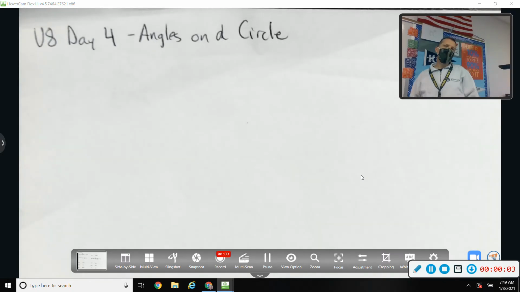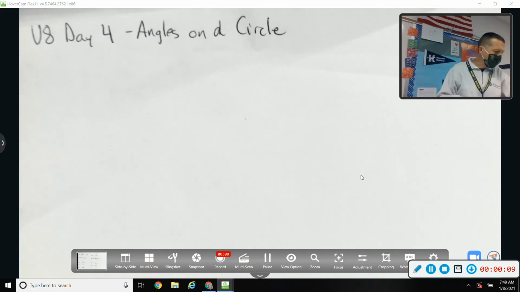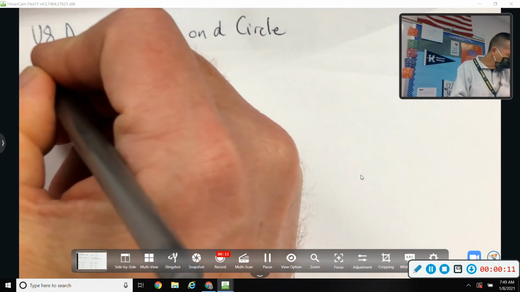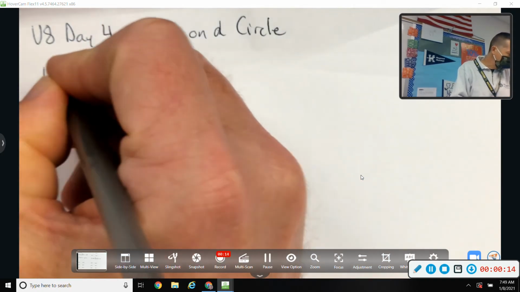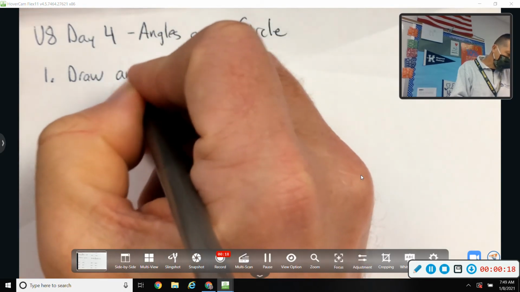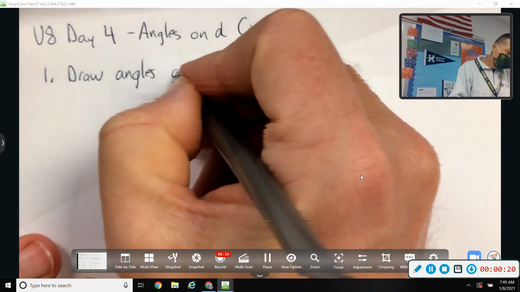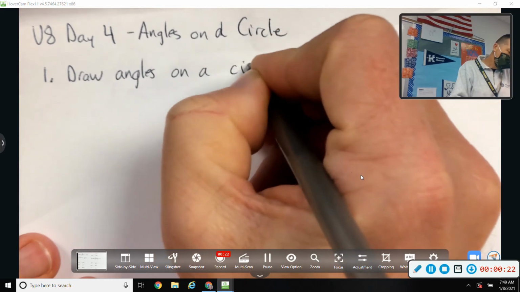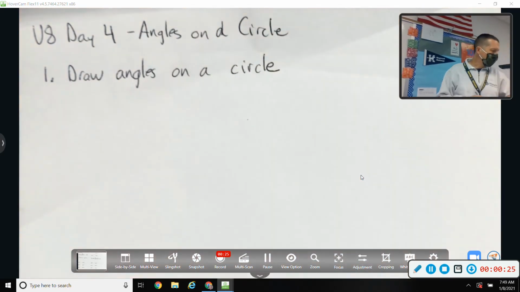Angles on a circle. But we've done a lot of angles. We've done some circle stuff. So most of this, I think you'll be familiar with. So I think we're just going to work some problems together here. Let's draw these angles on a circle.